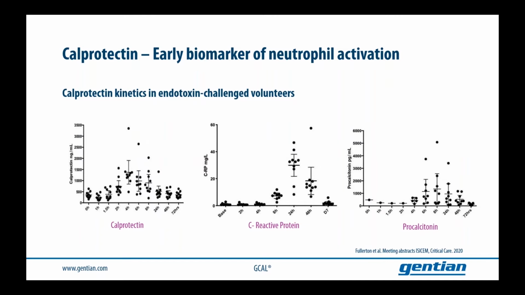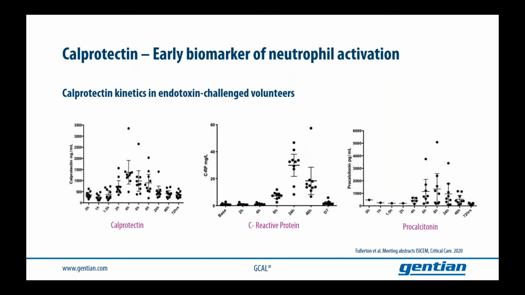In order to prove this early kinetic of calprotectin, we have performed an experiment in collaboration with University College of London, where healthy volunteers were injected with one single low dose of endotoxin. As you know, endotoxin is a component of the cellular wall of gram-negative bacteria and one of the most important components contributing to the inflammatory process. So once the inflammatory process started by injection of endotoxin, the kinetics of several proteins in these healthy volunteers were followed.